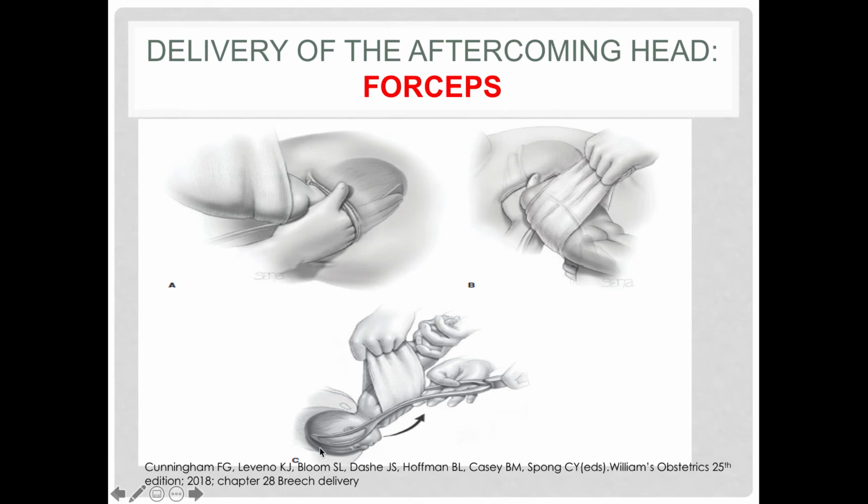The head is delivered by pulling gently outward and slightly raising the handle simultaneously. And this rolls the face over the perineum while the occiput remains beneath the symphysis until after the brow delivers. Ideally, the head and body move in unison to minimize neck hyperextension.